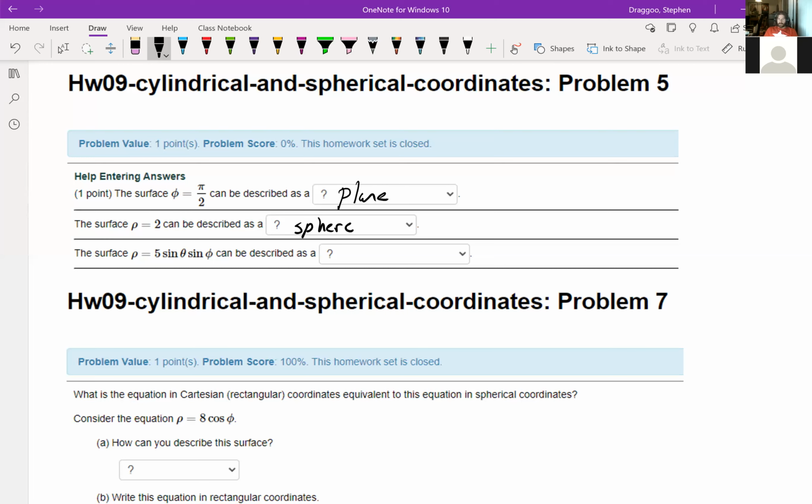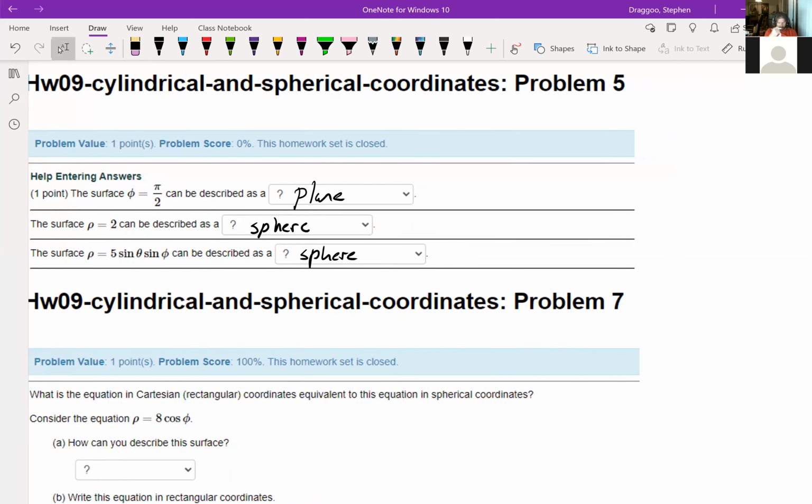So if I've got rho equals 5 sine theta times sine phi, this is going to be a sphere again. I want to tell you that ahead of time, so as I describe what the shape will look like, you can start to see it. If I'm looking at sine theta sine phi, that looks pretty much like rho squared equals y. The sine theta times sine phi should remind you of y, because y is rho sine theta sine phi, which means that this is going to end up being a sphere that has a radius of 5 over 2, and its center will be on the y-axis. Just kind of by looking at it.